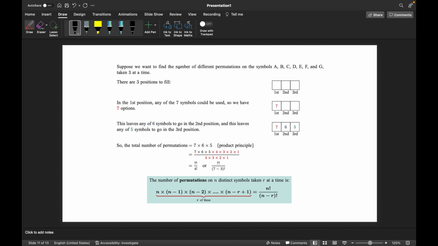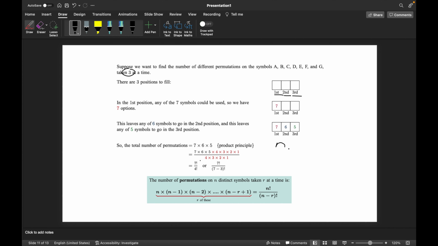So suppose we want to find the number of different permutations in the symbols A, B, C, D, E, F, G, taken three at a time. So there are three positions to fill: the first one, second one, and third one. The first position can be filled in seven different ways, the second one in six, and then this five. And now we use the product principle to find this. So it's going to be 7 into 6 into 5.